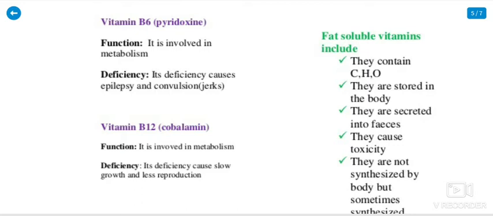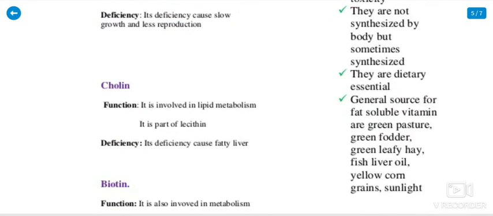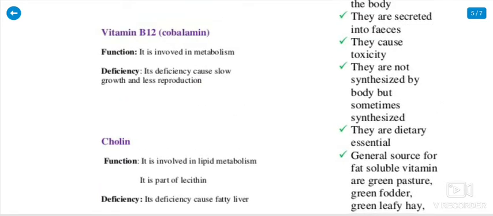Some of the problems will be controlled in the body. Vitamin B12, it is cobalamin. B12 is involved in metabolism also. Deficiency of B12 causes slow growth and less reproduction. So cobalamin disorder will occur in the person. It causes slow growth and less reproduction. So that is the problem with vitamin B12.